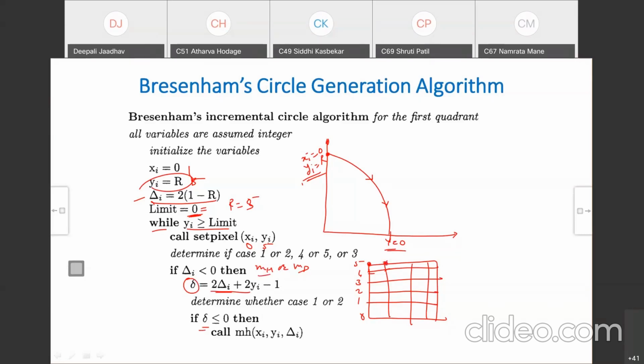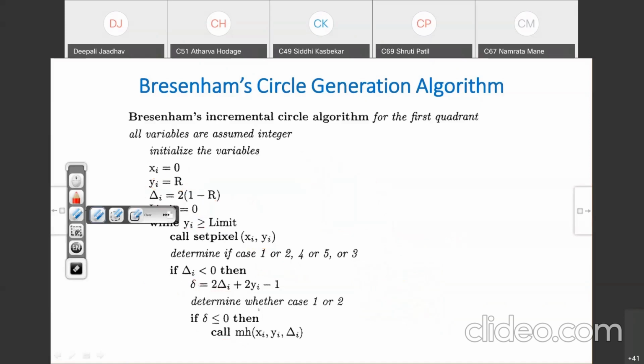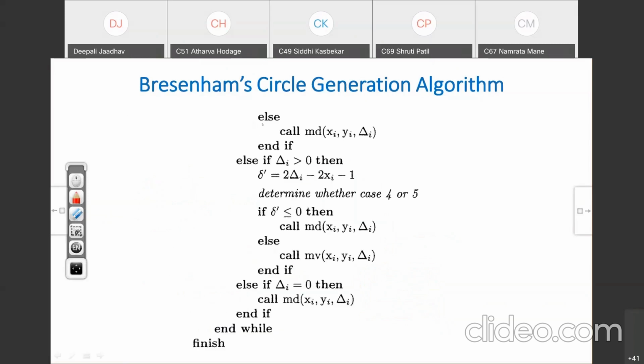For that we call MH, the another subroutine. If this delta is greater than 0, then call MD, select the diagonal point.